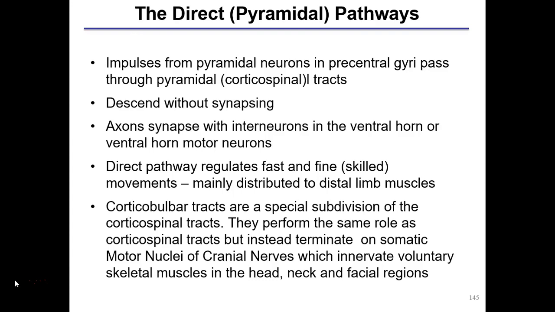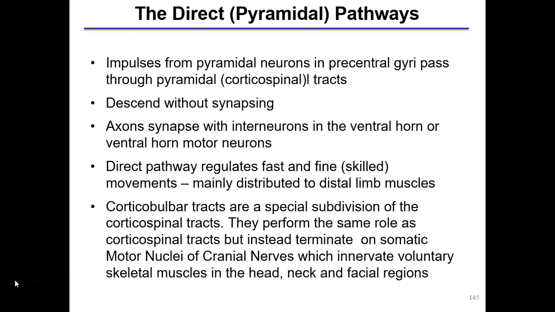These tracts, again, generally descend without synapsing. They originate from motor neurons in the primary motor cortex. They descend usually without synapsing all the way down to the ventral horn of the spinal cord, where they end on either interneurons or lower motor neurons, the ventral horn motor neurons, in the ventral horn of the spinal cord. This pathway involves regulating fast and precise or skilled movements, and these fibers are mainly distributed to the more distal limb muscles.